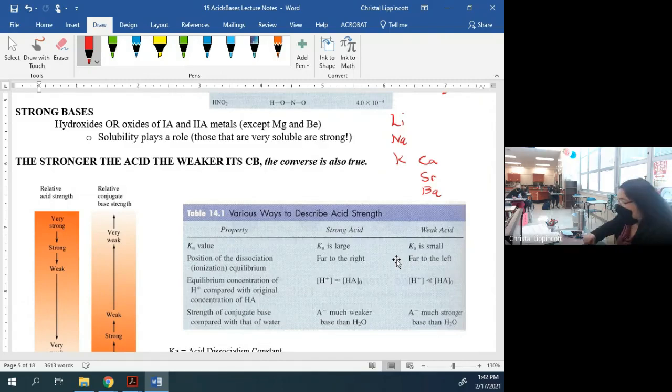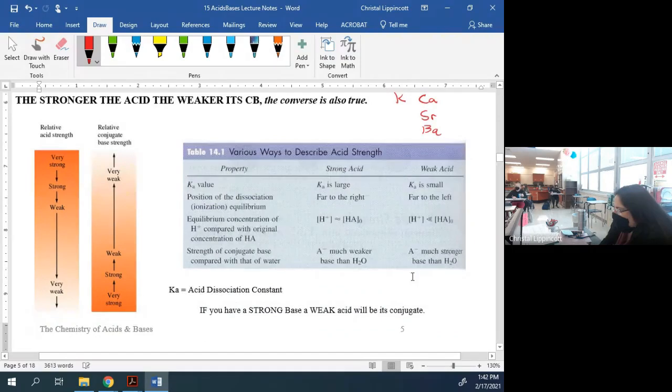All right, so when we talk about acid strength or base strength, if our Ka value is very large, then it's going to be a strong acid. If it's weak, then the Ka value will be small. Position of dissociation is going to be far to the right here. So for your acids, HCl would be strong. Solid arrow, just one direction. Your hydrogen goes here, your chlorine is here. It's far to the right.